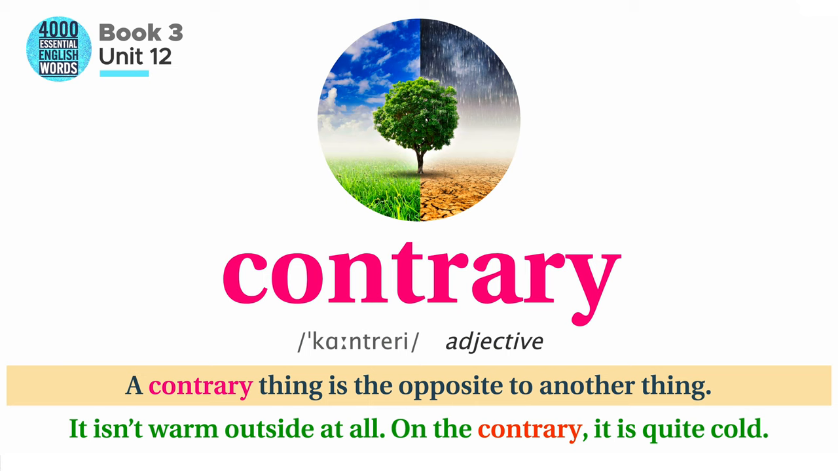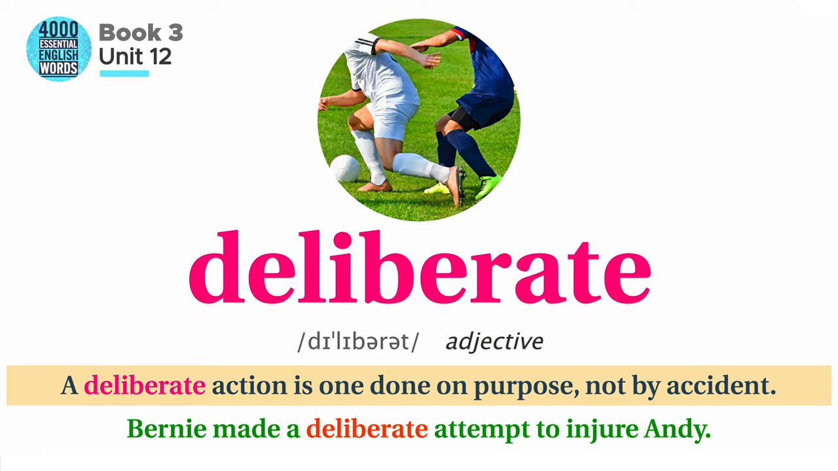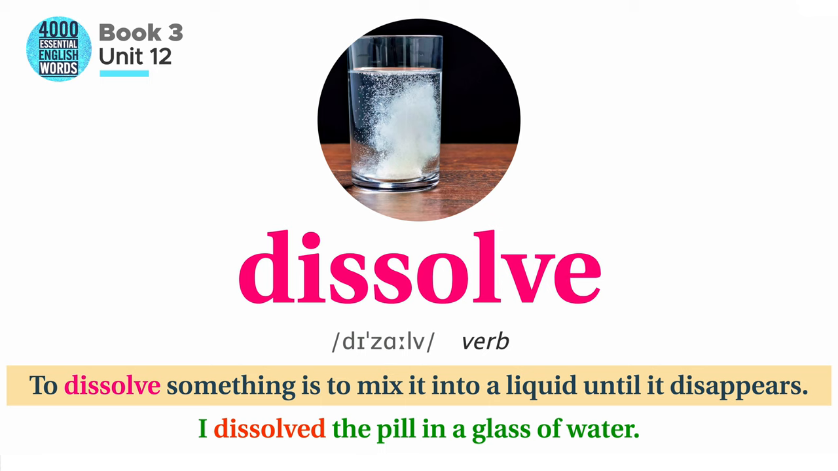Deliberate. A deliberate action is one done on purpose, not by accident. Bernie made a deliberate attempt to injure Andy. Dissolve. To dissolve something is to mix it into a liquid until it disappears. I dissolved the pill in a glass of water.